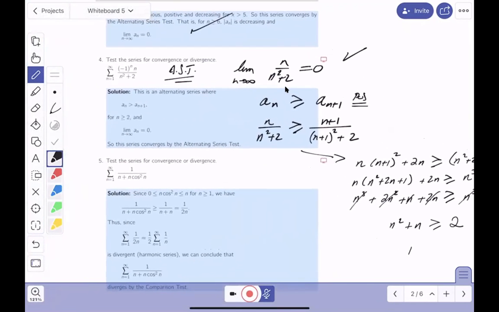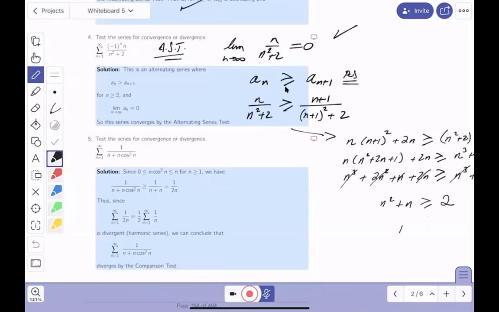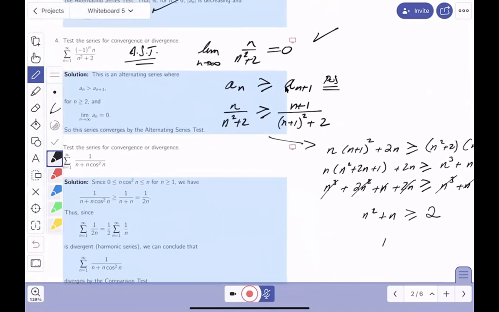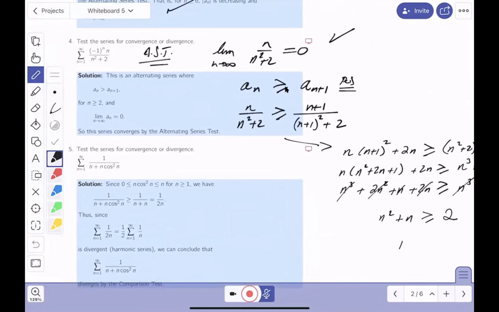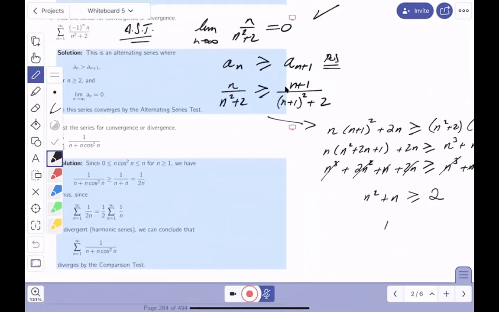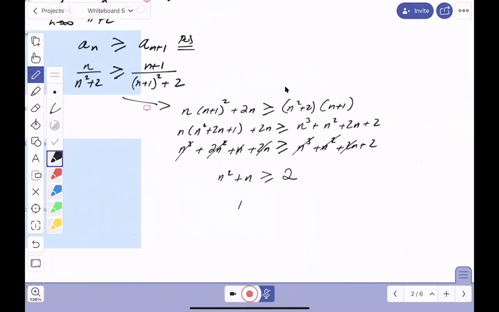Let's go back over here. I think I might have made a mistake because they said n greater than or equal to 2. Why would they say that? Maybe I made a mistake. Let me go back over here and see if I did this right. n squared plus 2, n plus 1 squared plus 2. Let me go back over my work. I got to make sure I did it right. And what do you get over there? Let's see if I did that right. n times n plus 1 squared, I got that. 2n, I got that. n squared plus 2 times n plus 1. I did that. That's n squared plus 2n plus 1.